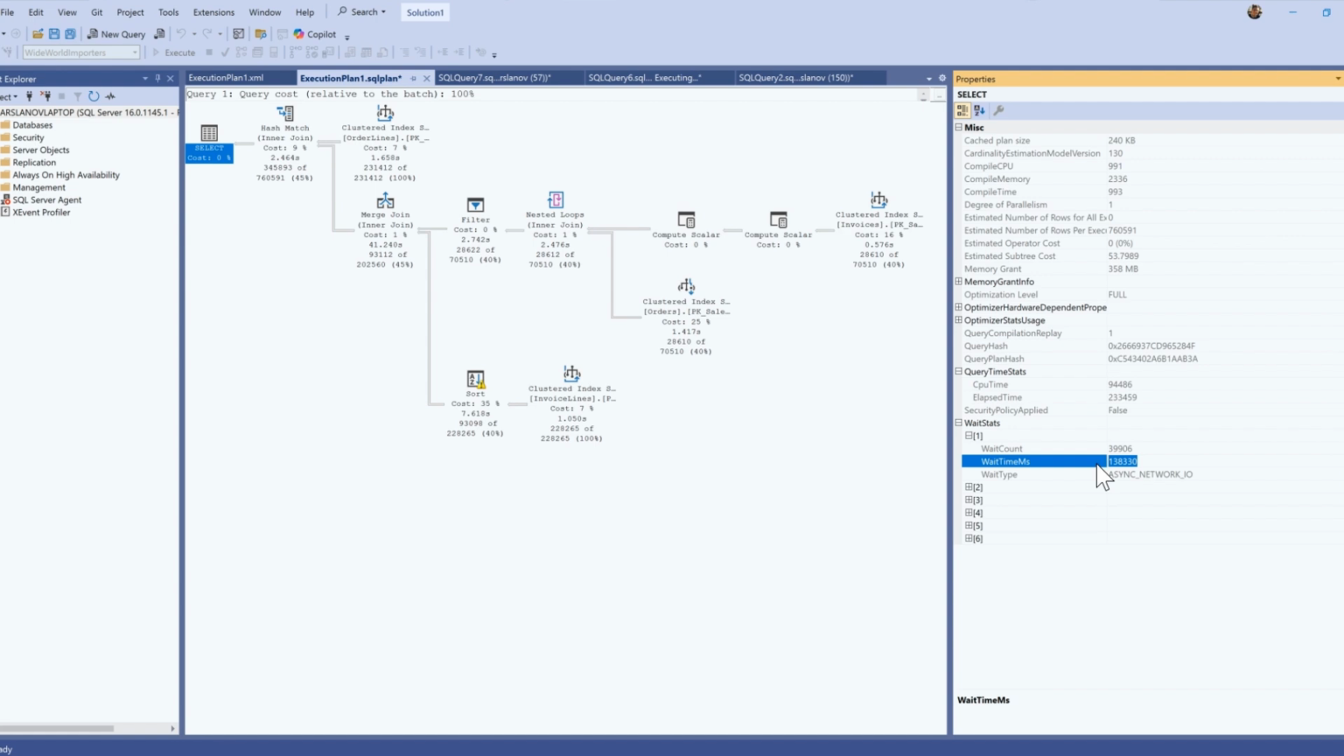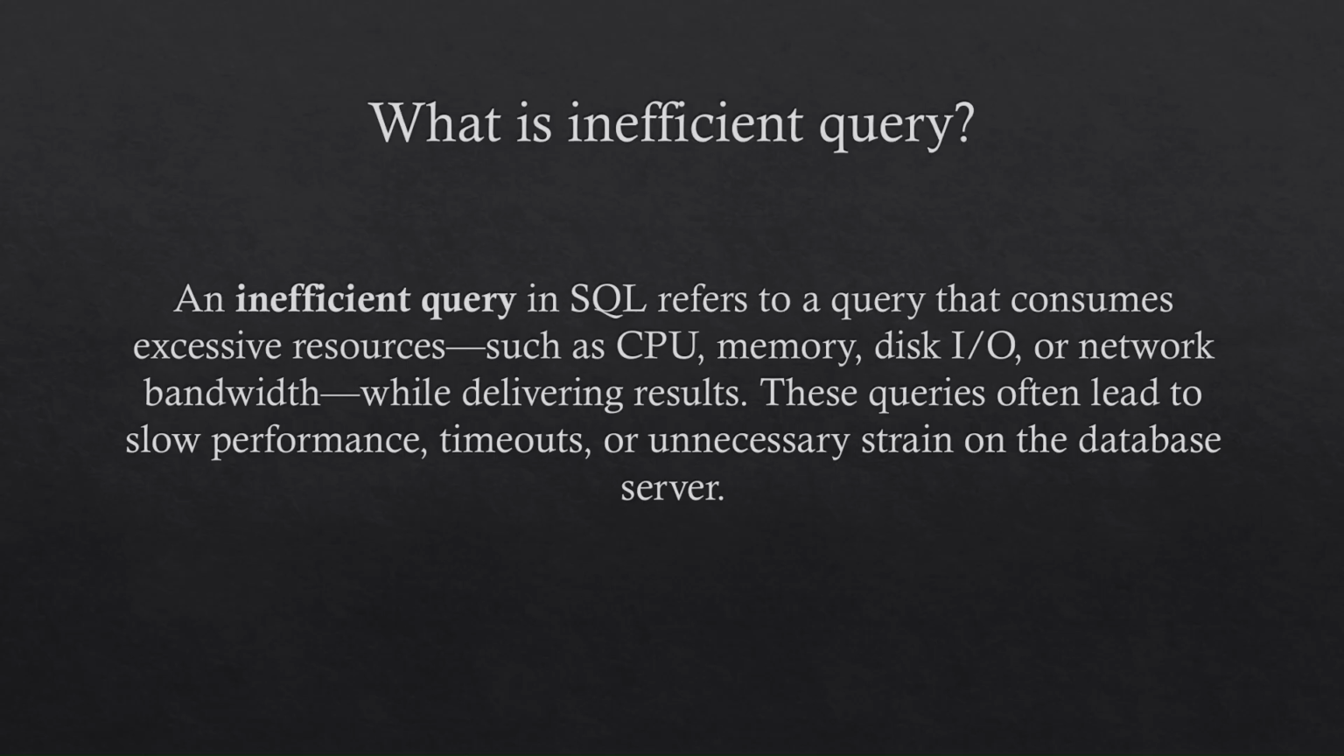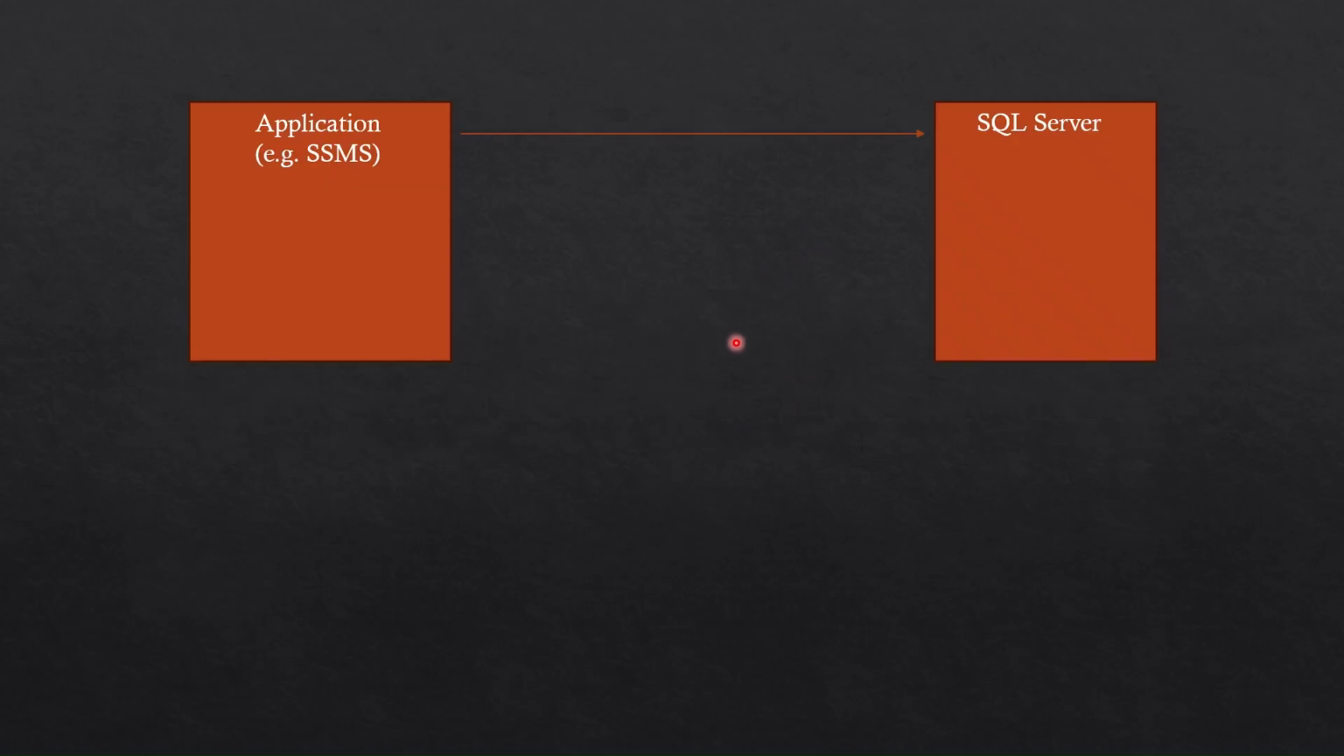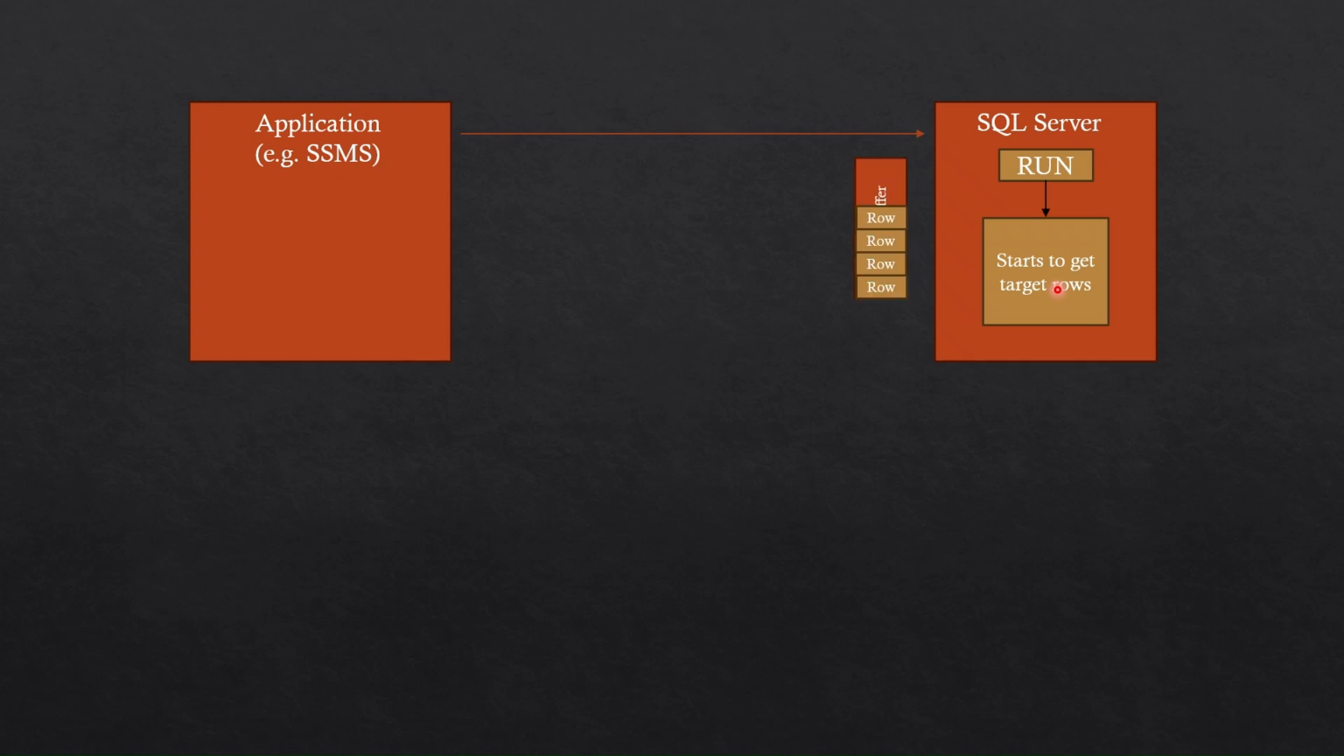Now the question comes, what is async network IO? This async network IO means we are waiting for the client to get the data from SQL Server. Let me explain it in more detail. Suppose these are application and SQL Server database machines. Whenever application makes a query request to database engine, SQL Server runs this query and starts to get target rows for application. When rows are found, they are firstly put in the output buffer to send through network.